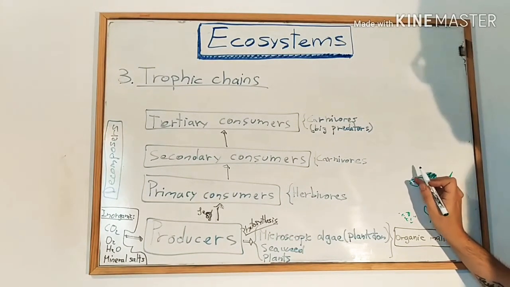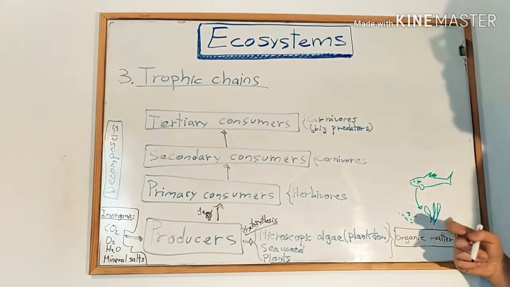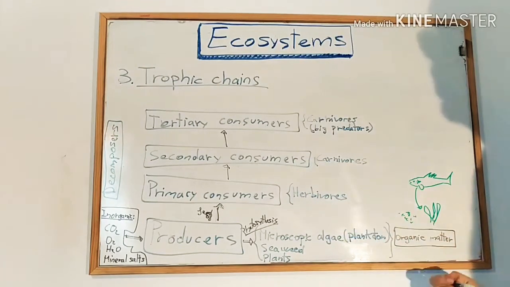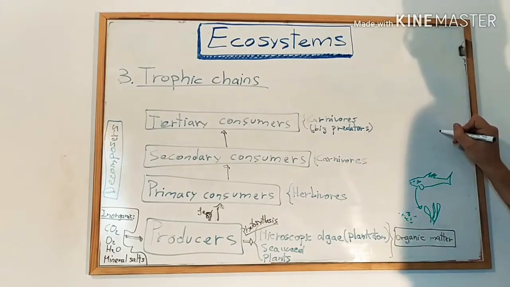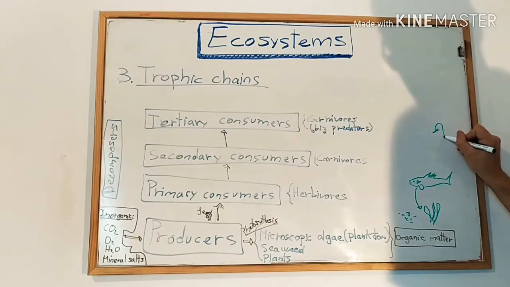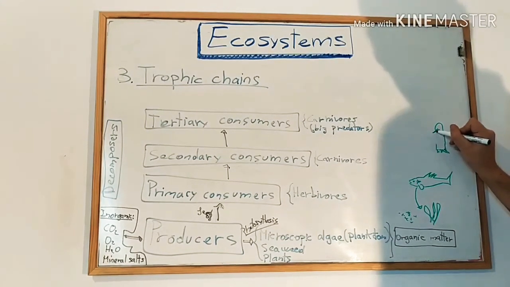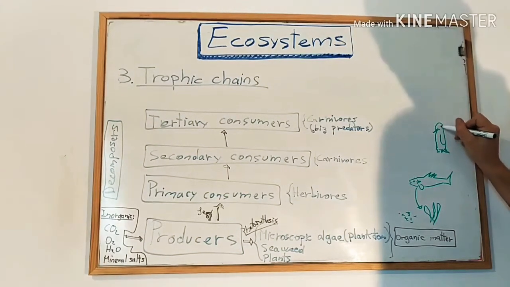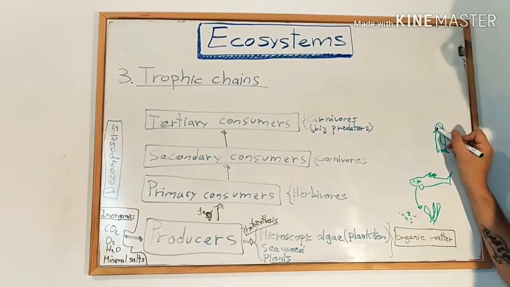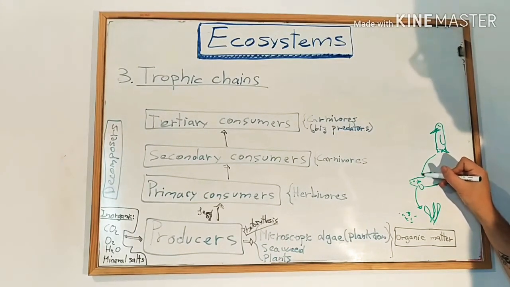Okay, if I have fish, they feed off this. Secondary consumers, for example, would be a penguin. I'm going to draw a penguin. Okay, it's a bit difficult. Like this? Oh yeah, no, it's easy. The penguins are carnivorous and they feed off fish.